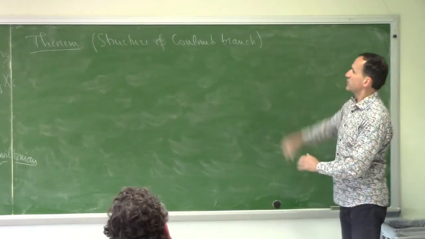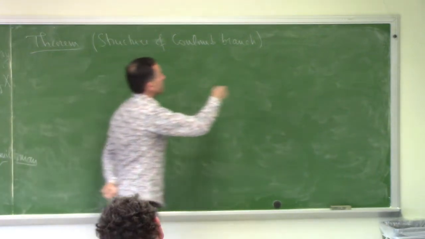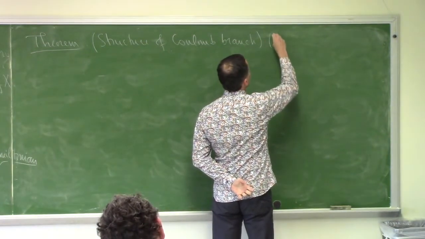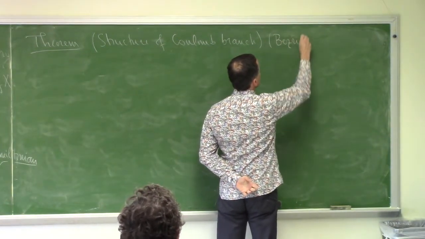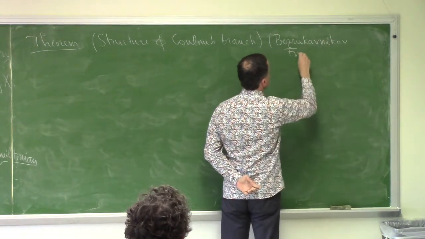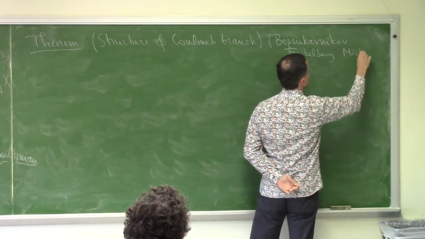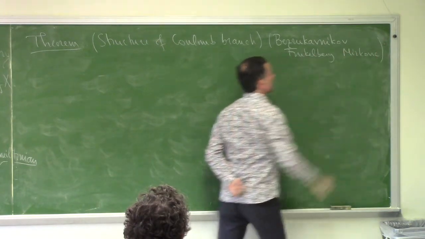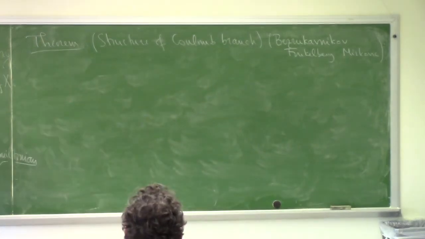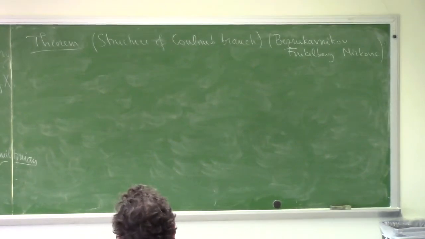Okay, to tell you more, I have to give you the structure of the Coulomb branch, and this is a much older result by Bezrukavnikov, Finkelberg, and Mirkovic. Before the term Coulomb branch was coined or gained currency in mathematics, at least, they had described it without calling it the Coulomb branch. Once it got called the Coulomb branch, it became very popular.